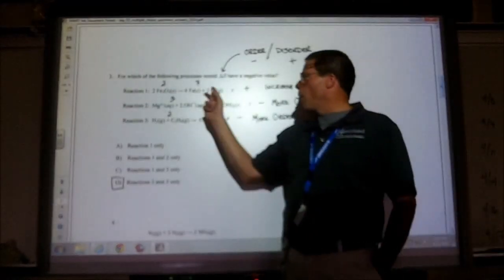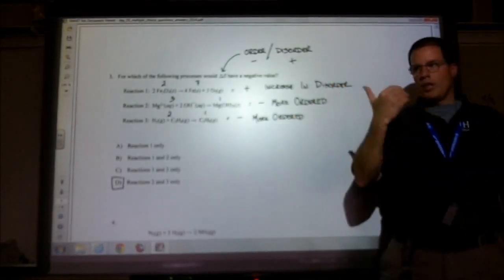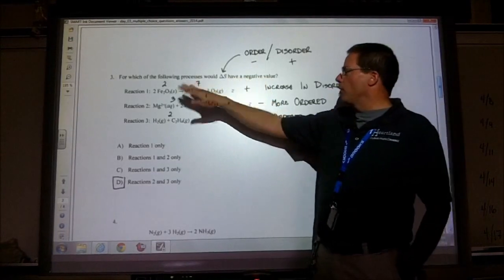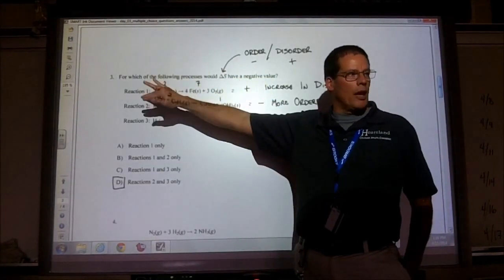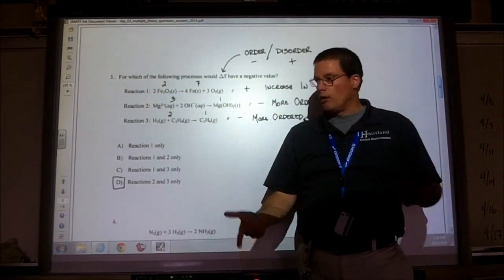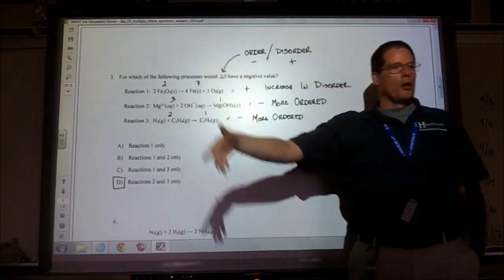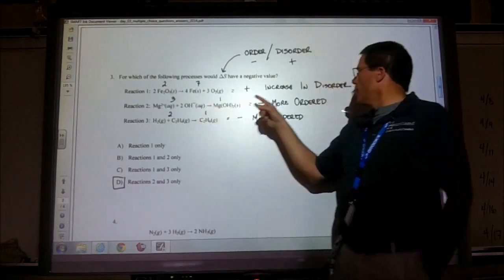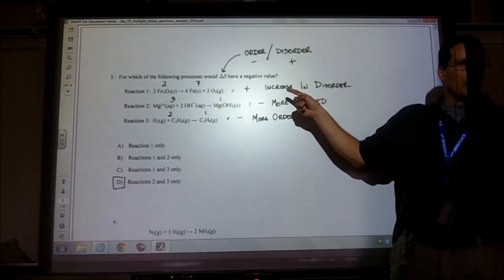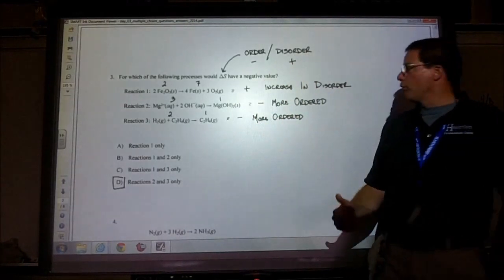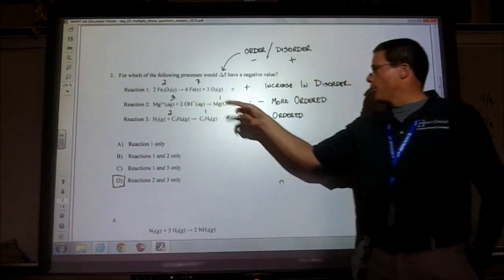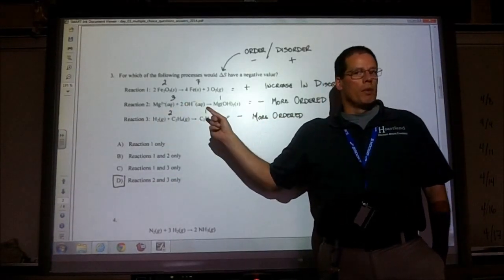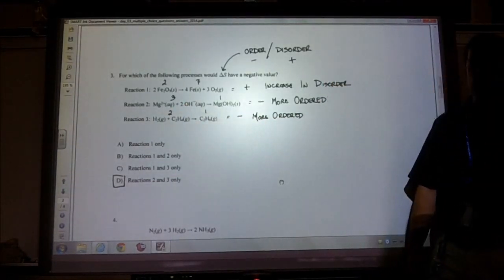So you look at the number of particles, and don't focus on just the gases. If you have the same number of particles on both sides of the arrow, then you go to the states. But if you have different numbers of particles, you don't need to go to the states. So in reaction 1, we go from 2 to 7. That's an increase in the disorder because we're getting more random particles formed. In reaction 2, we go from 3 to 1. That's a more ordered situation. In reaction 3, we go from 2 to 1. So the correct answer should have been D.